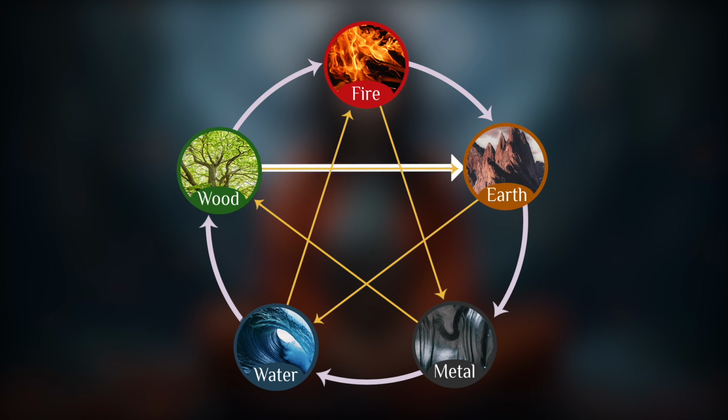Wood tempers earth, its roots draw from the earth. Fire tempers metal by melting it. Earth tempers water by absorbing it. Metal tempers wood by cutting it. Water tempers fire by cooling it down.